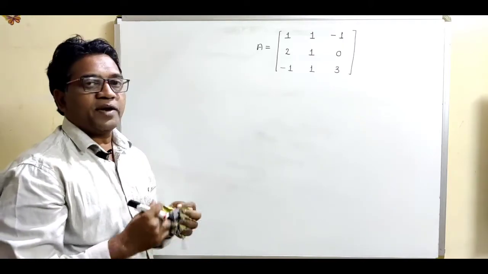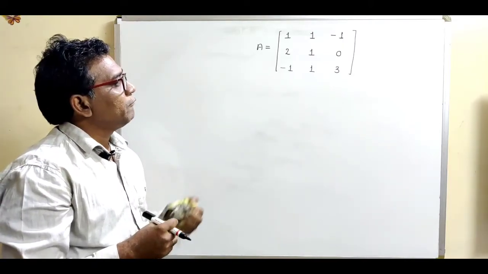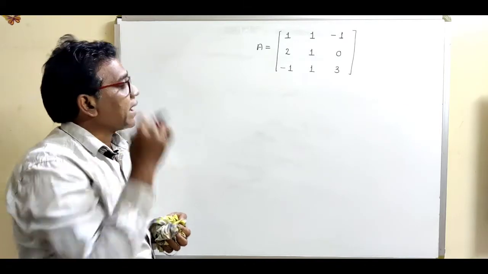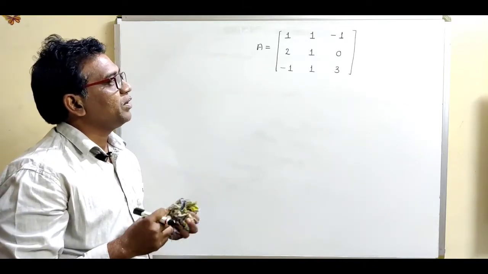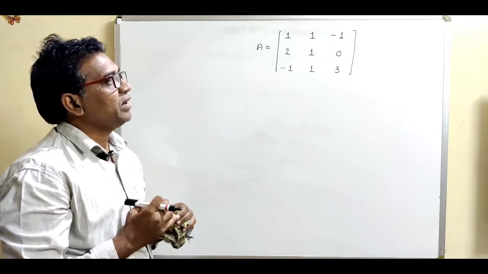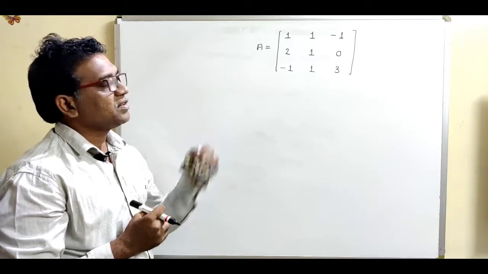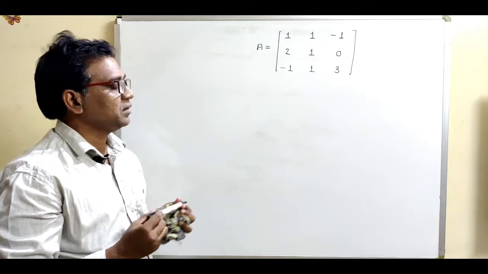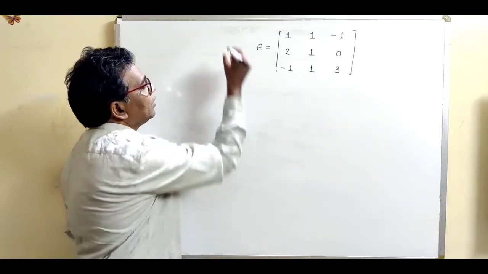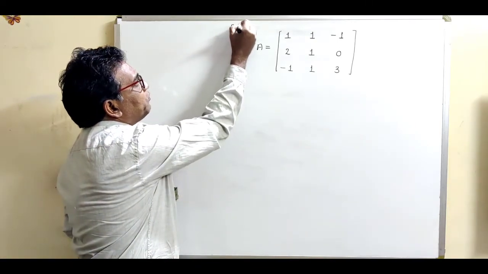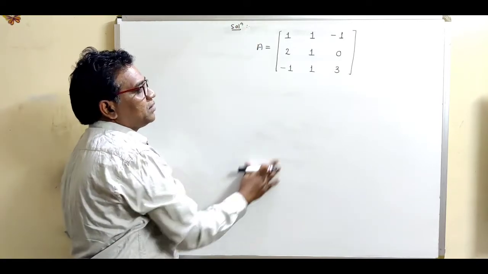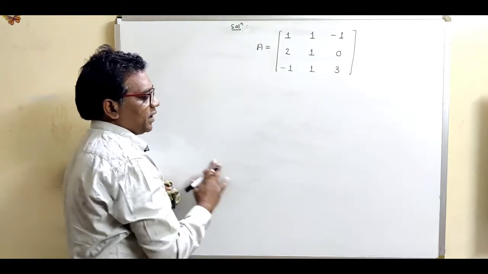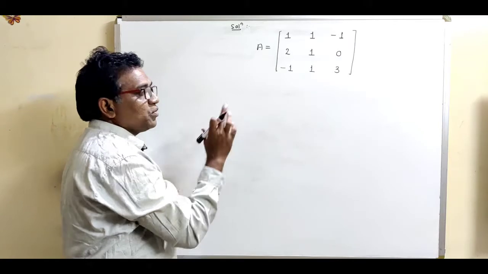Now let us take a similar example. Find the rank of the matrix A, which is equal to matrix 1, 1, minus 1. This is the second row, 2, 1, 0, and what is the third row? Minus 1, 1, 3. So we use a similar method for finding the rank of the matrix. So see what is that method.